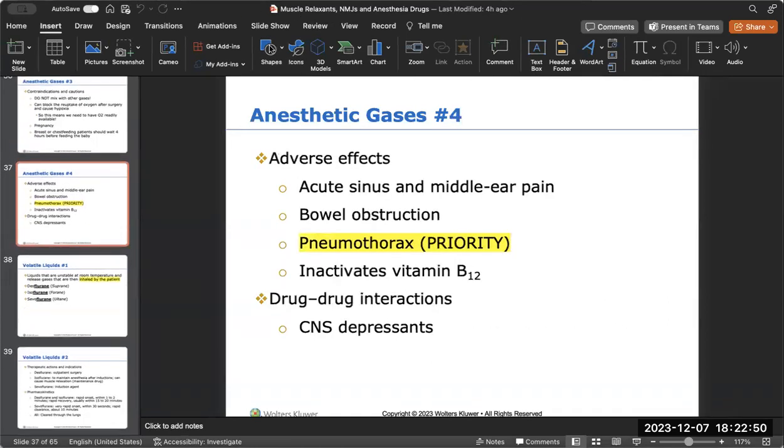Okay, so what are other adverse effects, right? There are all of these other adverse effects, but if you had to pick which one is the problem, it's that they could have pneumothorax or collapse of the lung, where there's air getting into the lungs. This is the priority. This is a respiratory problem. So mechanical ventilation at the bedside, and drug-drug interactions with CNS suppressants, because these are CNS suppressants.